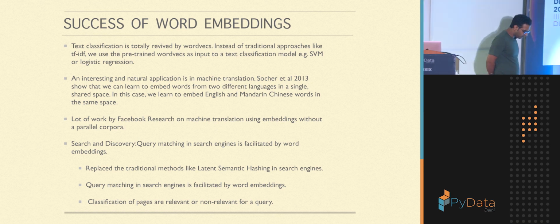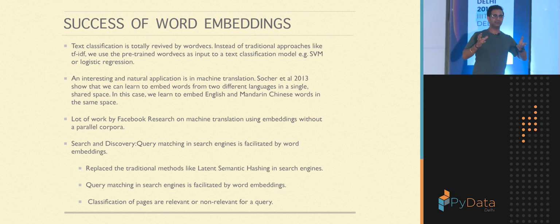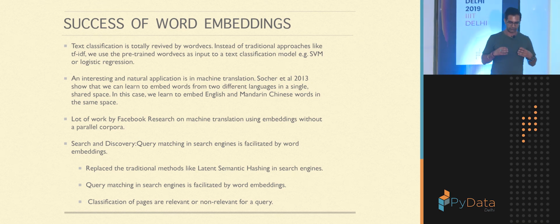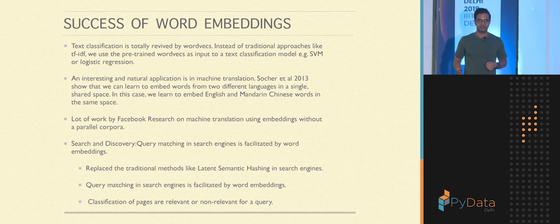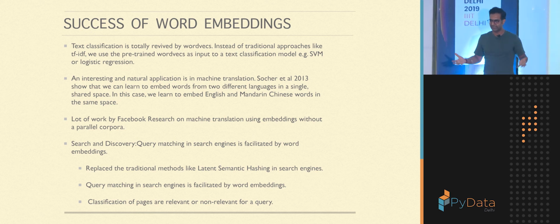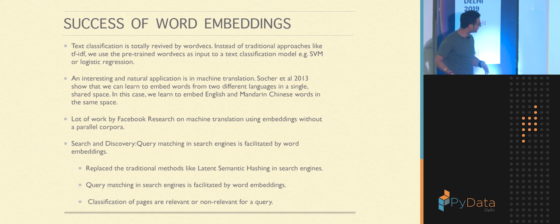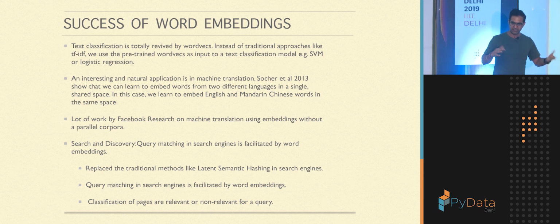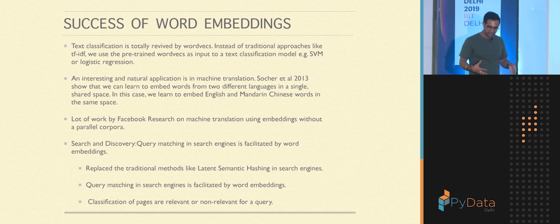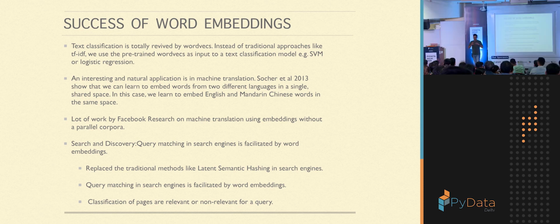So word embedding gave a way to create a representation which was aware of the semantic relationships. And now that we have this, what can we do? We could do all the standard NLP tasks, like text classification, machine translation, search and discovery, Google search and everything, recommendation. A lot of the problems were using these embeddings, these representations, rather than the old one-hot encoding.